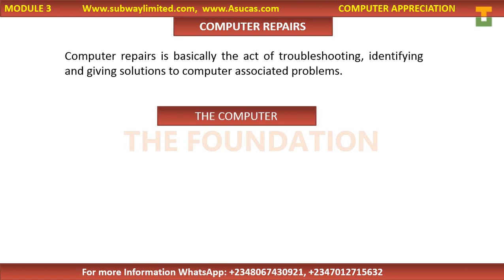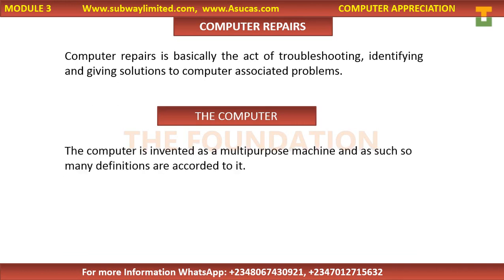Anyway, let's look at the computer so that we gradually migrate. So the computer was invented as a multi-purpose machine, and as such, so many definitions are accorded to it. We want to define what a computer is. So it is a multi-purpose machine. You can use it for different versions of anything you want to do. Prominent among the definitions are: we want to define computer. What is computer? Try as much as possible to break down the definition so that you follow us along.